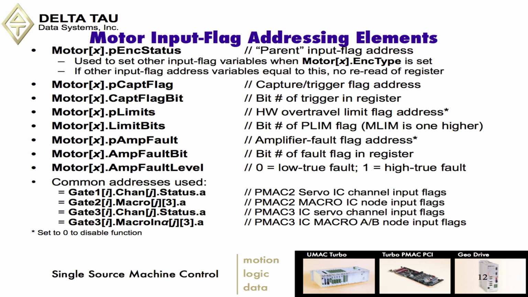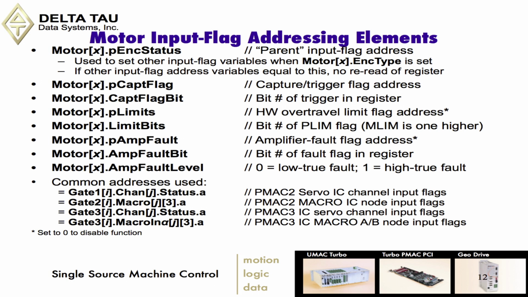So if the other input flag address variables are equal to that, then it doesn't have to reread the register. So motor PCap flag, this is the capture trigger flag address. Typically, if we have, for example, a Gate3 ASIC, and we know that we're looking at channel 1 of that Gate3 ASIC, then we're going to be looking at channel 1 for the capture flag, and we know what bit the capture flag is at. We're going to look at channel 1 for the limits, and we know what bits the limits are at.